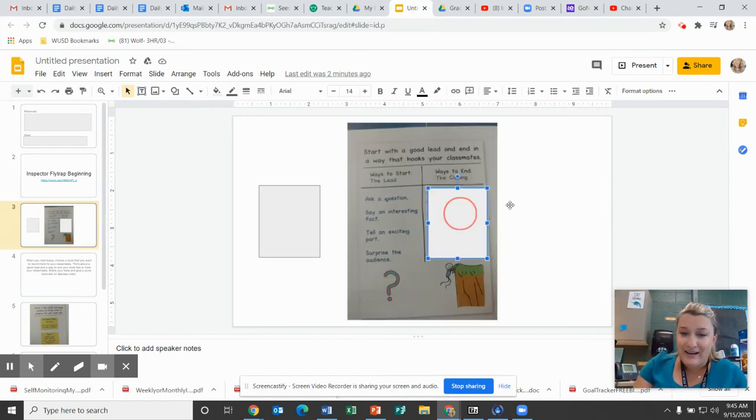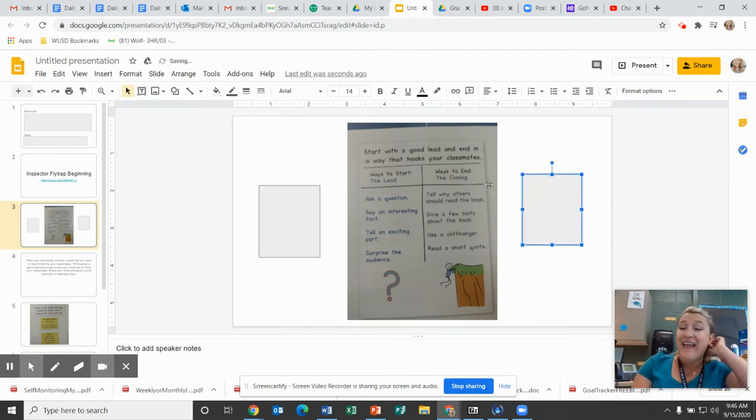Let's talk about that ending now. You can end a book talk by telling why others should read this book, give a few hints about the book, use a cliffhanger, so kind of leaving the audience thinking, what's going to happen next, or read a short quote. In my book talk, I said, if you enjoy hilarious stories with a bit of mystery, this book is for you.